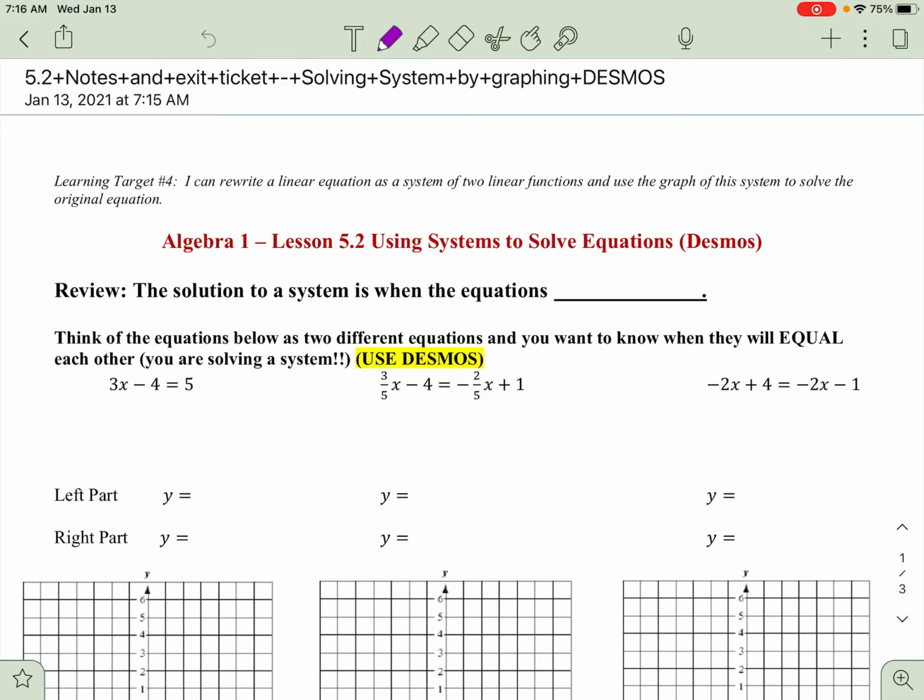Okay, well, let's take a look. Today's notes, 5.2. So what we're going to do today is look at equations, but not necessarily systems. If you look down at the bottom, you can see that this is just a regular equation, 3x minus 4 equals 5. And usually we would just go about solving that, right?